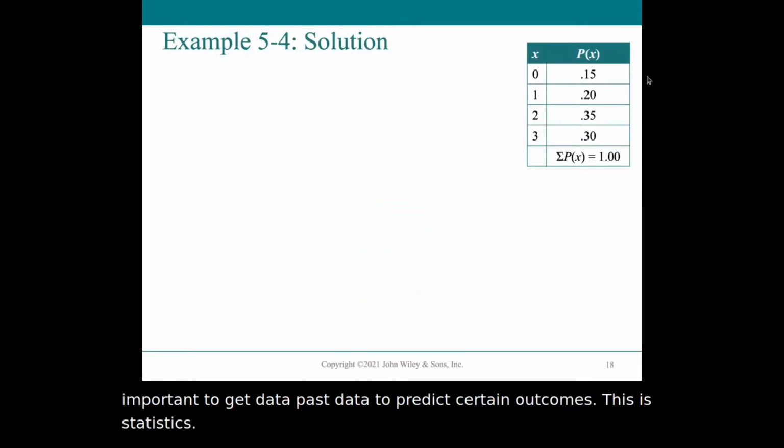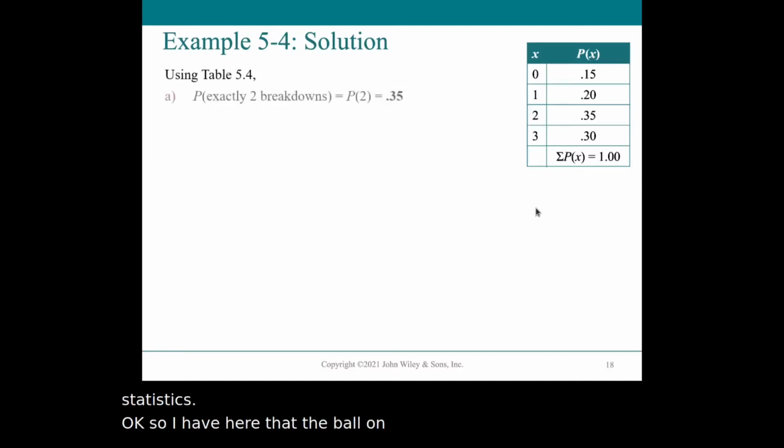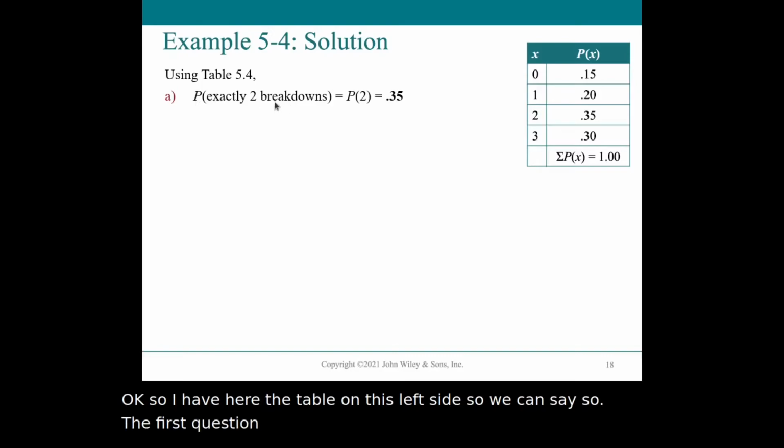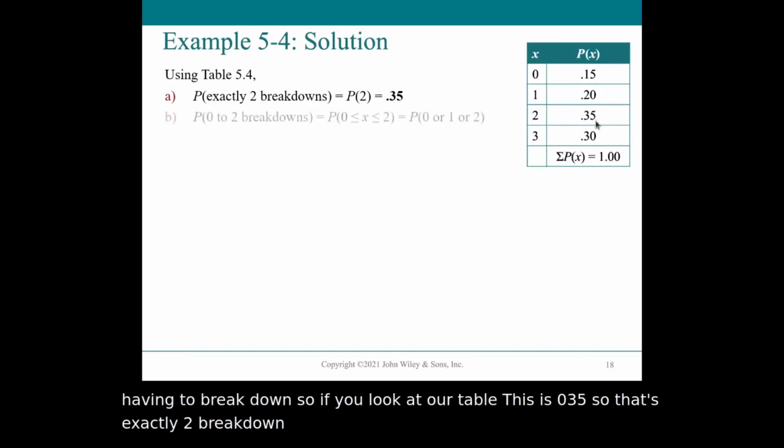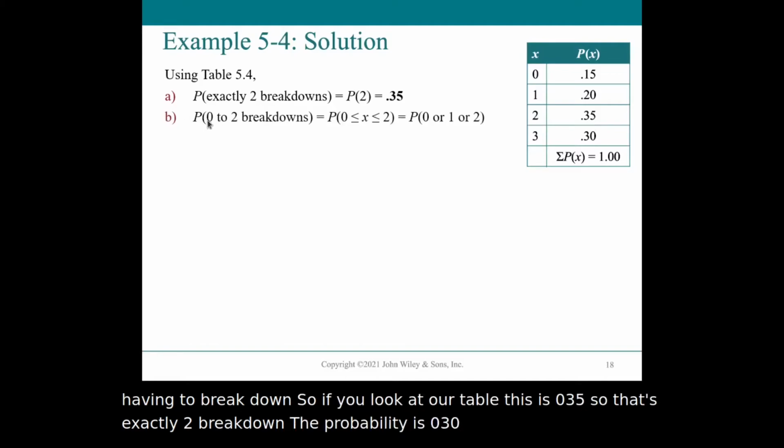Okay, so I have here the table on the left side. So the first question is exactly two breakdowns. So just the probability of having two breakdowns. If you look at our table, this is 0.35. So that's exactly two breakdowns. The probability is 0.35.